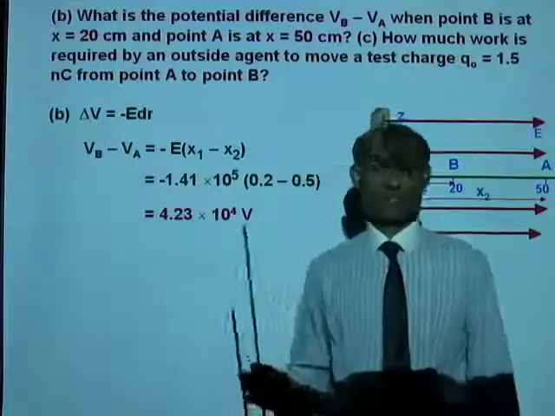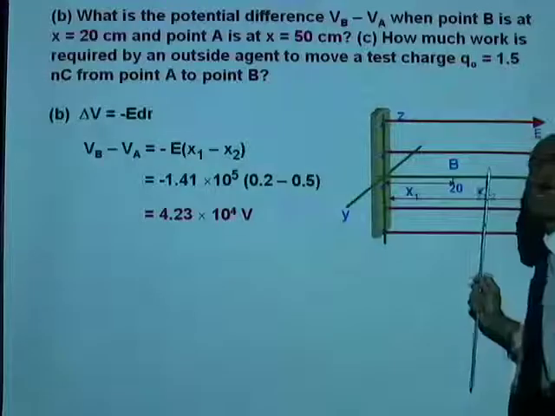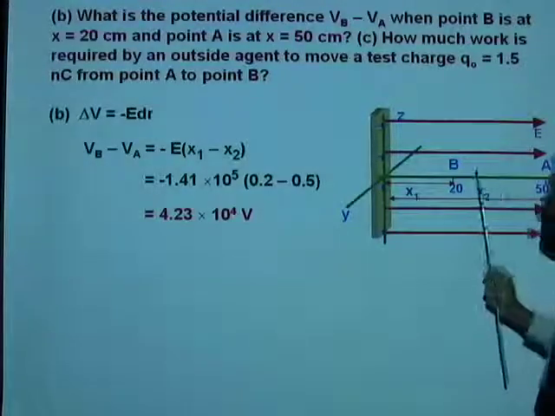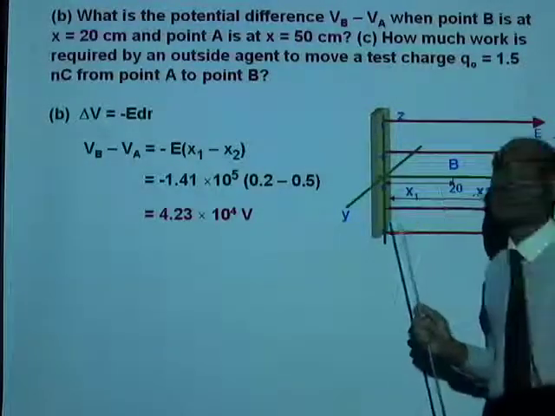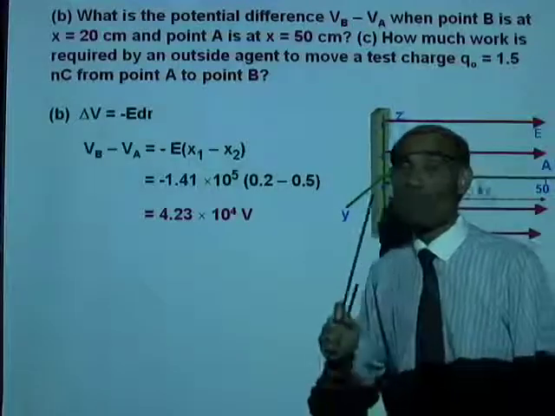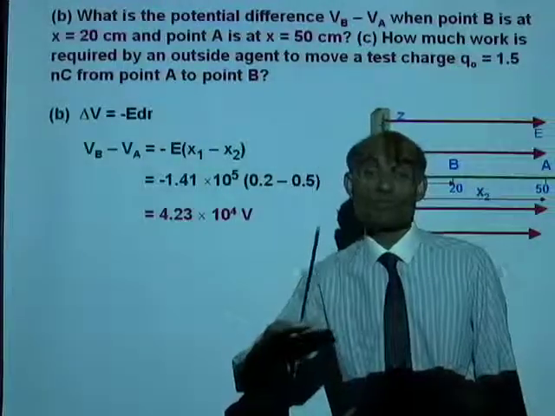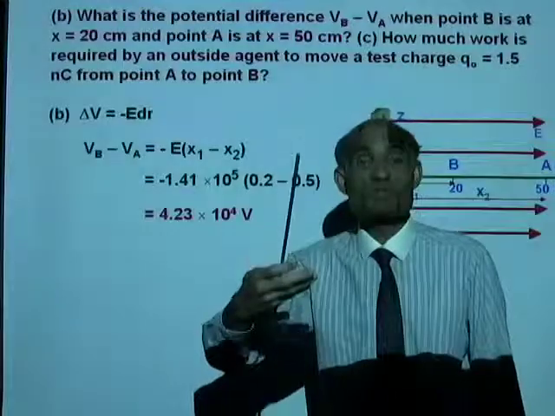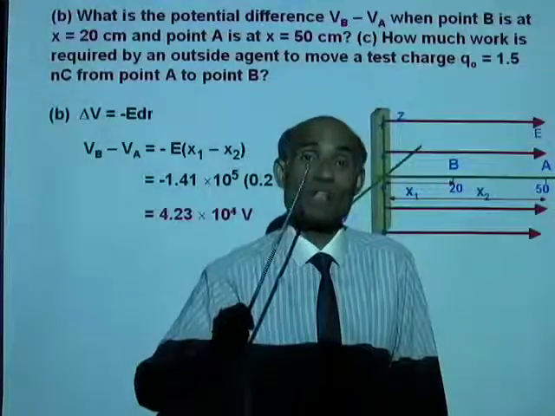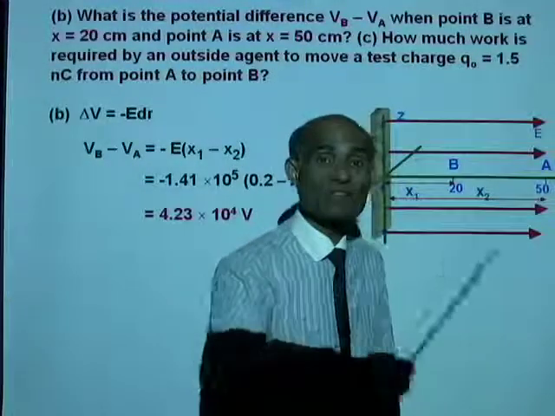Alright, let me also ask you, what is the basic definition of potential difference between 2 points? Remember, a volt. What is the meaning of a volt? Volt is joules per coulomb, work done per unit charge.